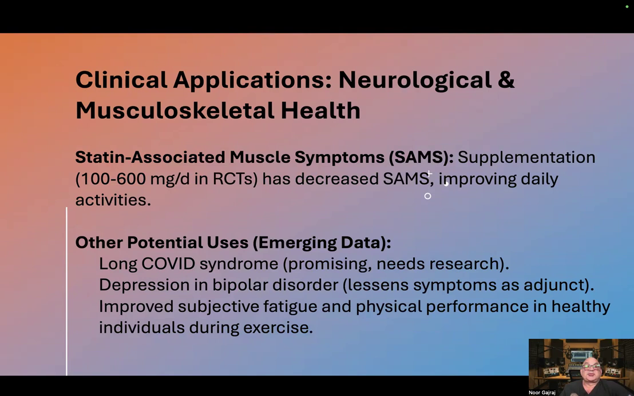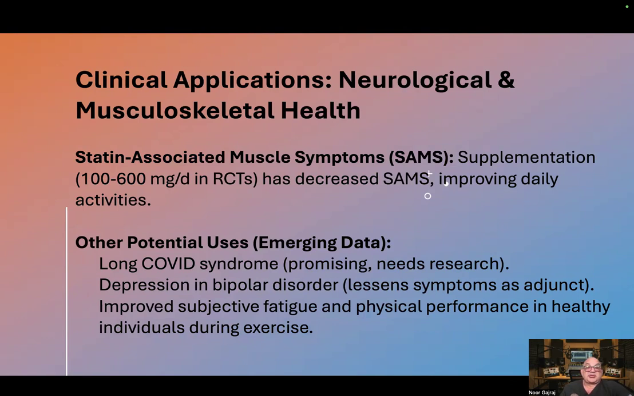Neurological and musculoskeletal health. Statin-associated muscle symptoms: supplementation of 100 to 600 milligrams a day in randomized controlled trials has decreased SAMs, improving daily activities.